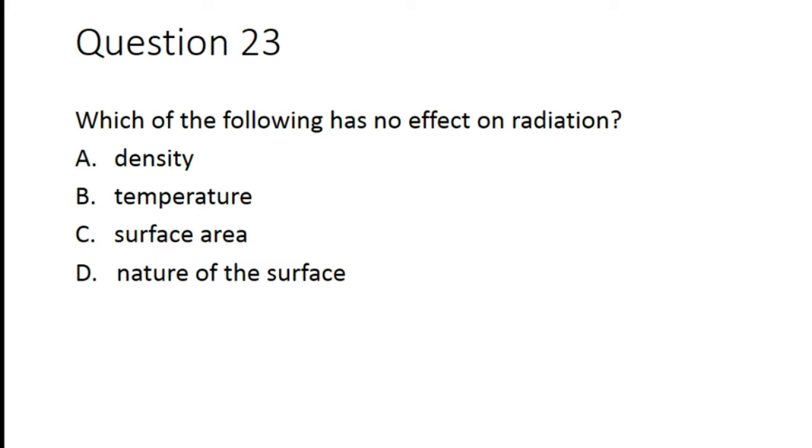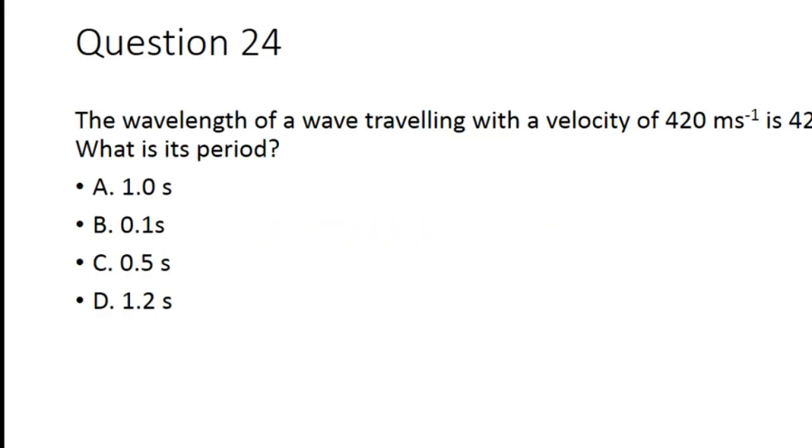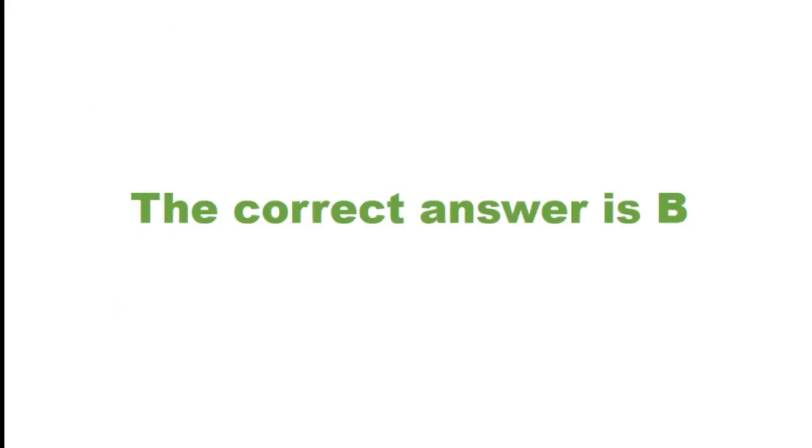24. The wavelength of a wave traveling with a velocity of 420 meters per second is 42 meters. What is its period? For us to calculate the period, we'll need to first of all find the frequency of this wave. So if we use the formula F equals V over lambda, we'll get 420 over 42, which will give us 10. But the period, which is T, is equal to 1 over F. 1 over 10 is equal to 0.1 second. So B is our correct option.